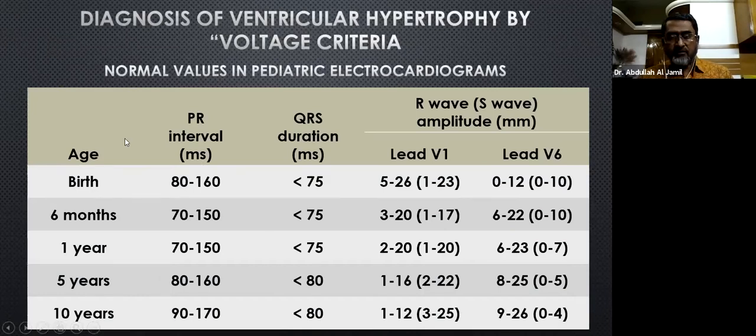Diagnosis of ventricular hypertrophy by voltage criteria. Before going for the diagnosis, we have to have knowledge of this table, the normal values of the pediatric electrocardiogram. According to age, it varies. The QRS duration increases with age, and the amplitude gradually gets reduced. From V1, the tall R wave and smallest S wave, with age, go towards the adult pattern, and in V6 a similar reciprocal change can be observed.